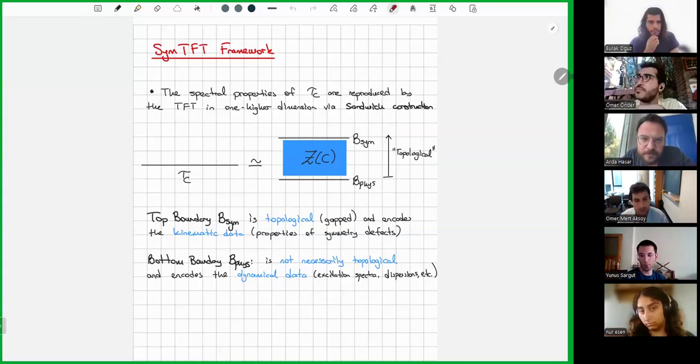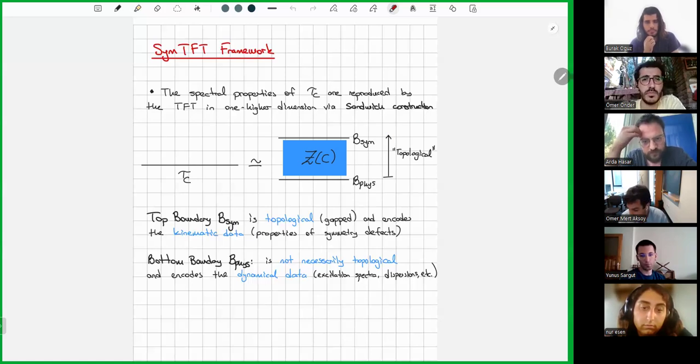And the main idea is that the spectral properties of this theory in 1D, in our case 1+1D, are captured by the topological field theory in one higher dimension below some energy gap. Actually, that energy gap, to be precise, is provided by the top boundary.